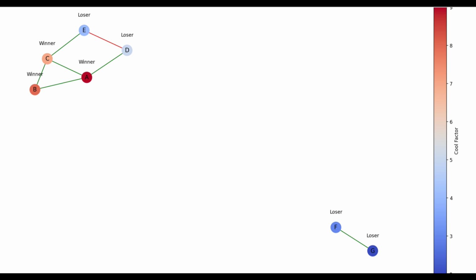Interpretation. D and E might be excluded due to their conflicts. F and G might be excluded because they are not well integrated into the main group.